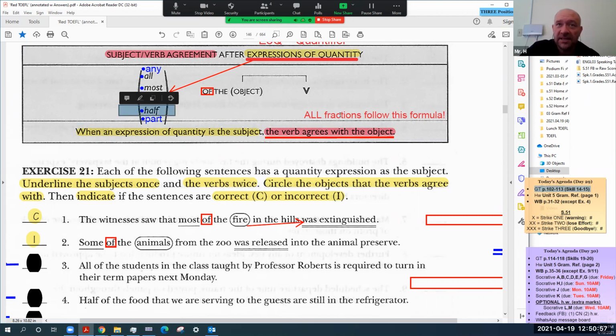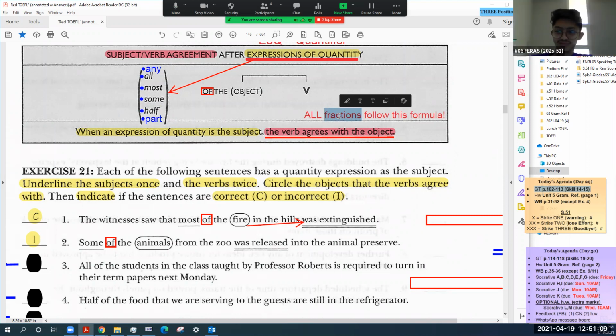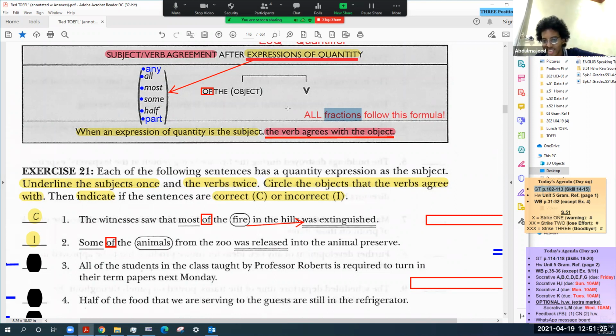Half. This is a fraction. One half. You have math, don't you? Don't you take math? Yes, I do. Give me another fraction, you guys. Faraz, can you give me another fraction? Three quarters, right? How about one quarter? Do you understand? All of the fractions, one quarter, one fifth, one sixth, one seventh, all fractions follow this formula.